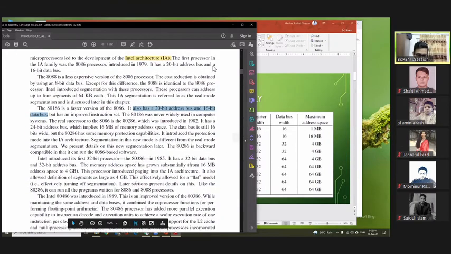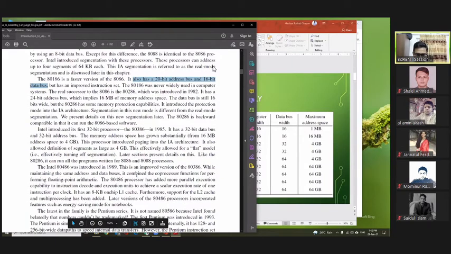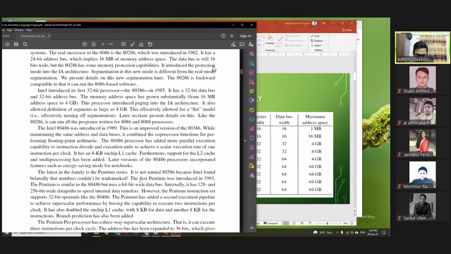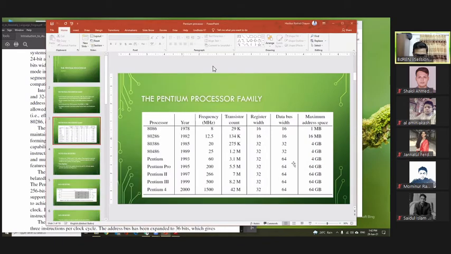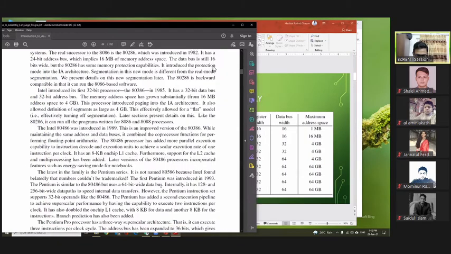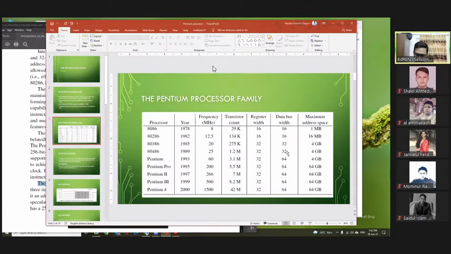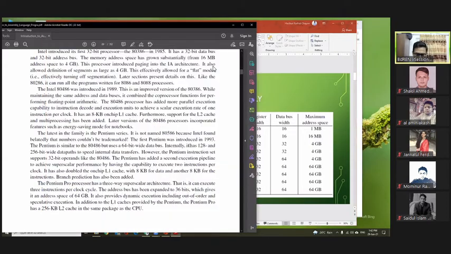We have another exception here, which is the Pentium processor maybe. Let me check. Pentium Pro. Yes, Pentium Pro. The Pentium Pro processor is still 32-bit. Remember, all of them are 32-bit processors. All of them. Although the data bus is 64, some of the data bus sizes are also written there.